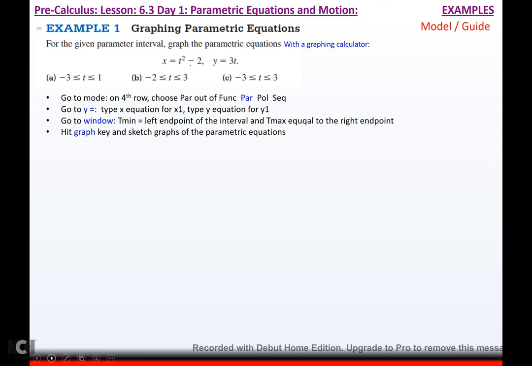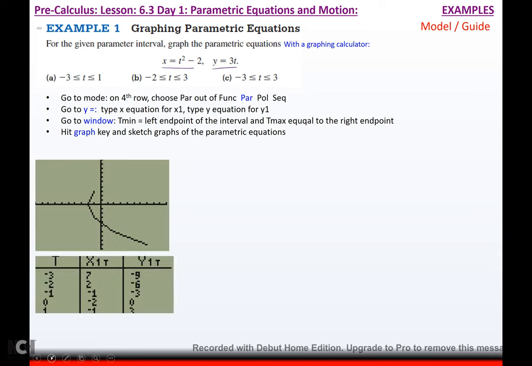So if I type this in for the x equation and this in for the y equation, and I type this in for my parameters, you want to keep your x going from negative 10 to 10 and your y going from negative 10 to 10. It's the t's that you want to change. My t min was negative 3 and my t max was 1, and I counted by 1s.